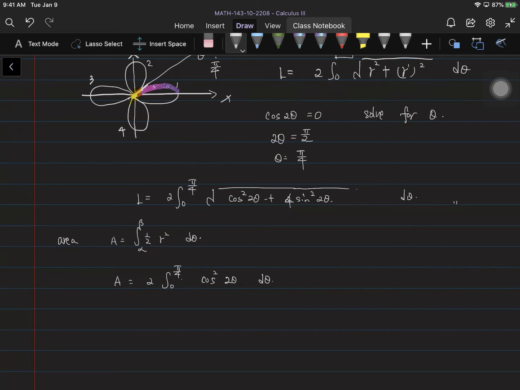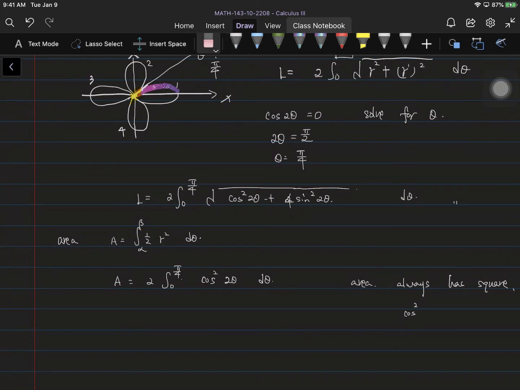For the area, it's interesting. We always have something squared, and we always need to decrease the power. We also use the double angle formula. It's just the opposite way from the arc length. For arc length, we need to increase the power and take off the square root. Here, we need to decrease the power. For the area, we always have a square. So, cosine squared 2 theta.